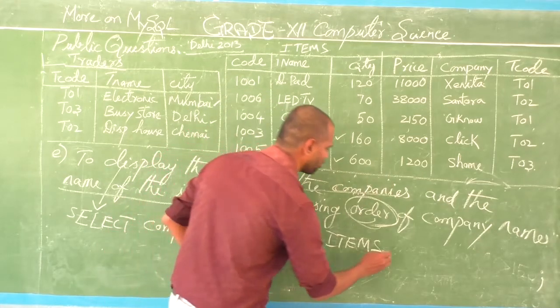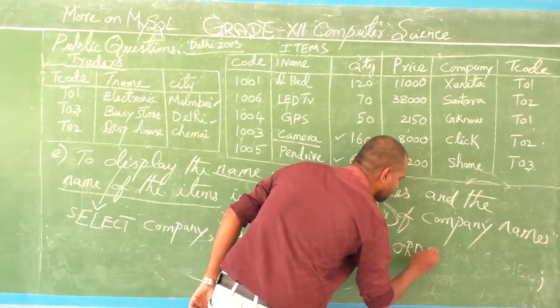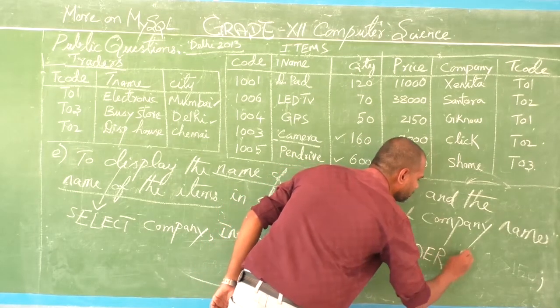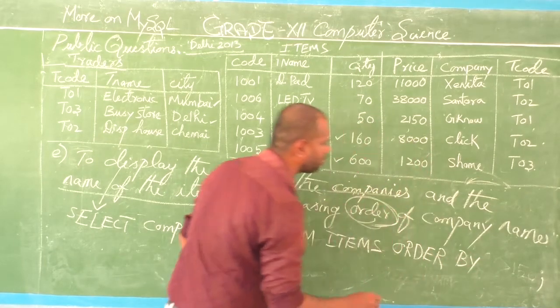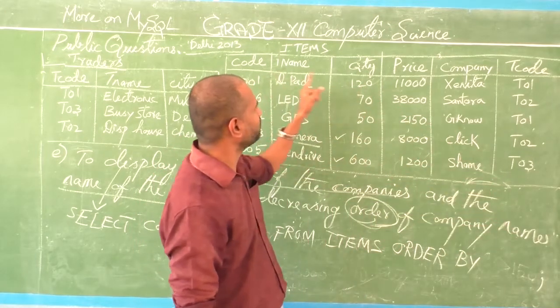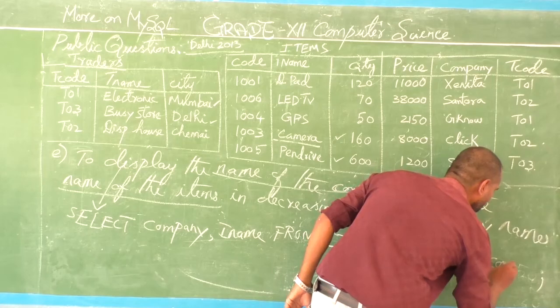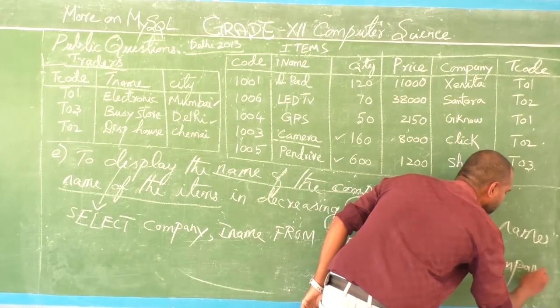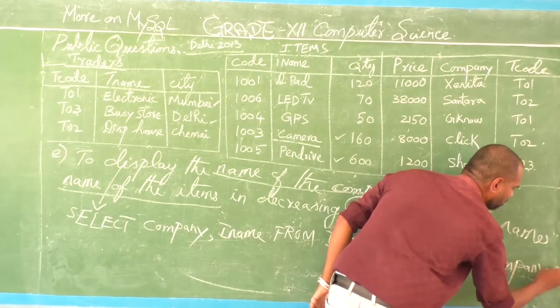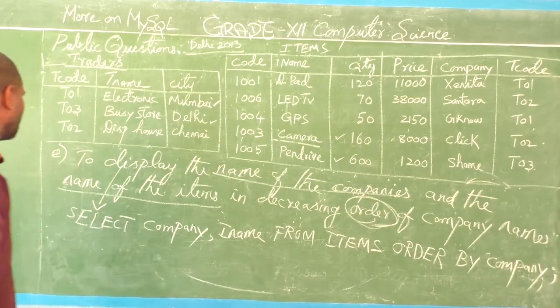So here you have to write order space by what column name? Order by company names. Here where is the company name? It is nothing but company. Okay. So you can write company. At last don't forget to put the semicolon. That's all. Okay. So select.